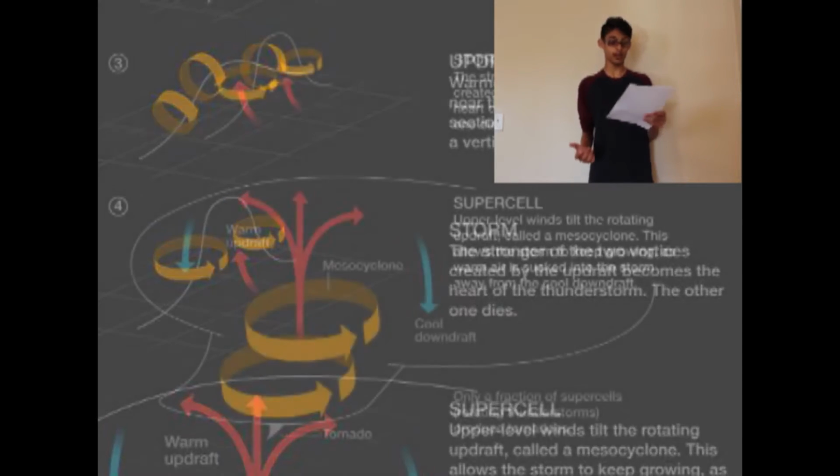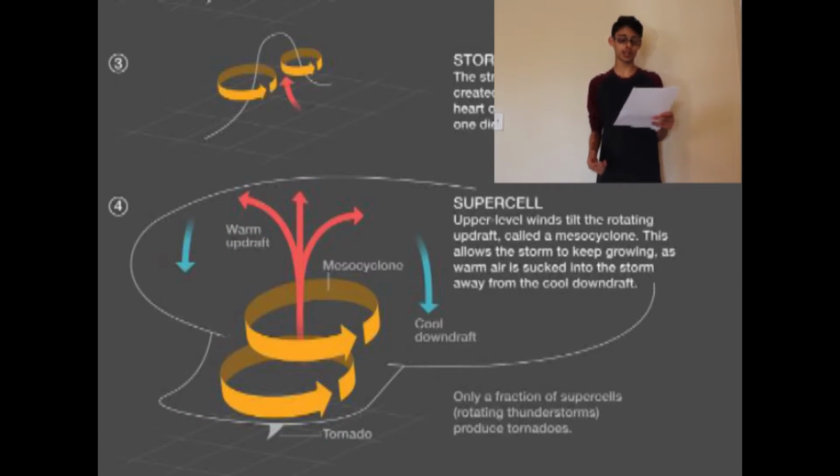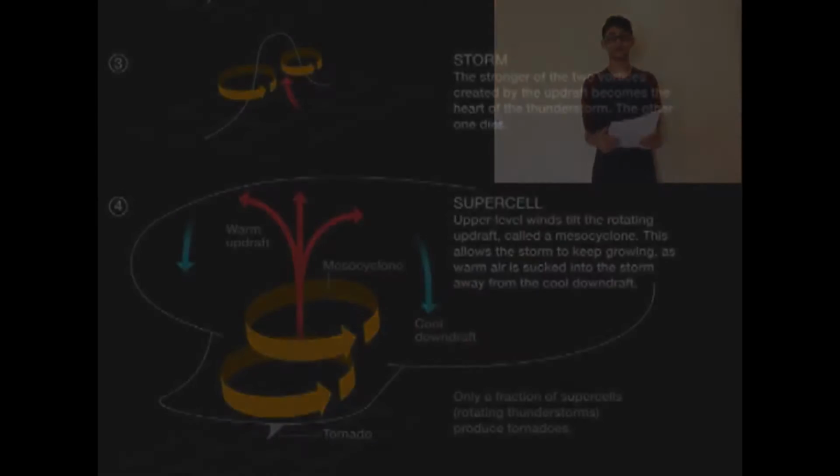of the storm. And finally, supercell. Upper level winds tilt the updraft, which is called a mesocyclone, which allows the storm to keep growing. Only a fraction of a storm turns into a tornado.